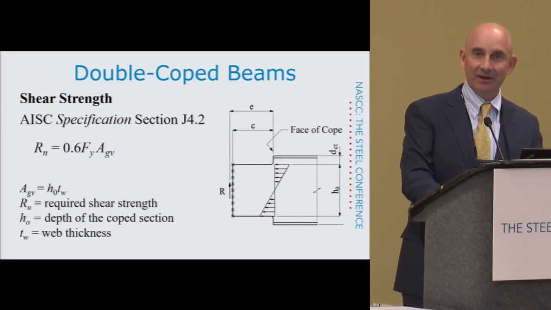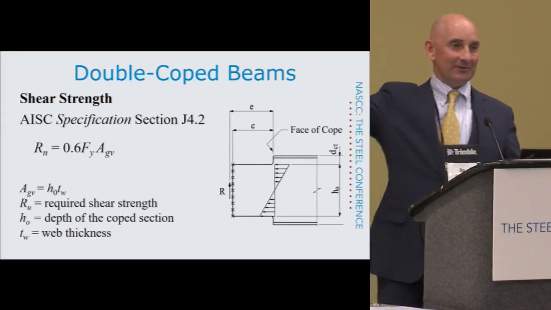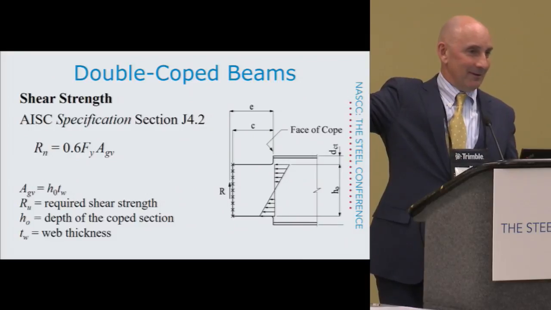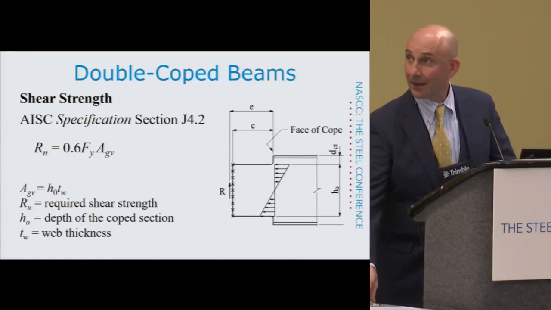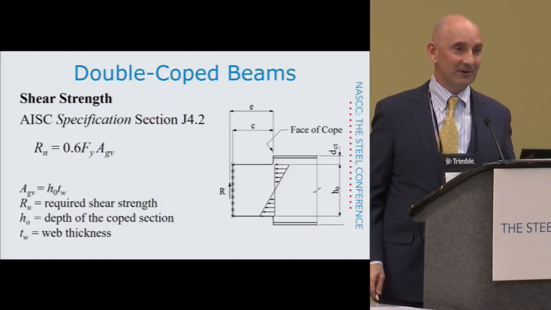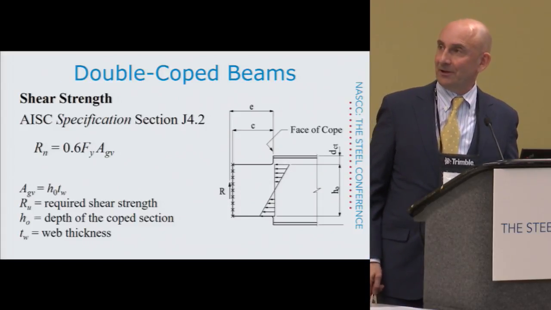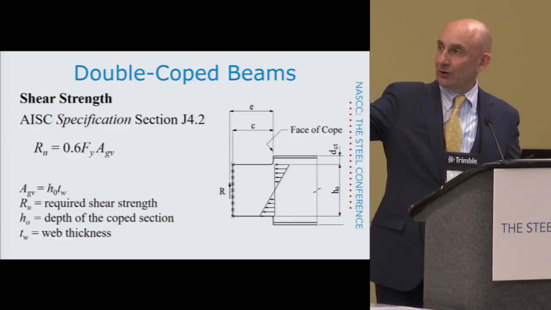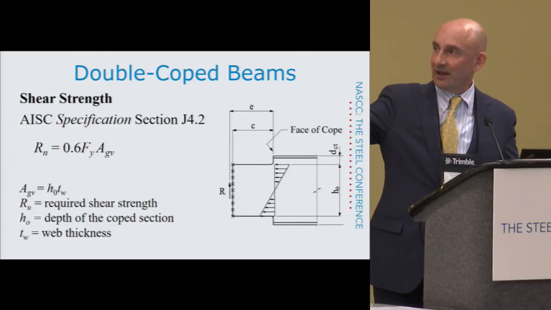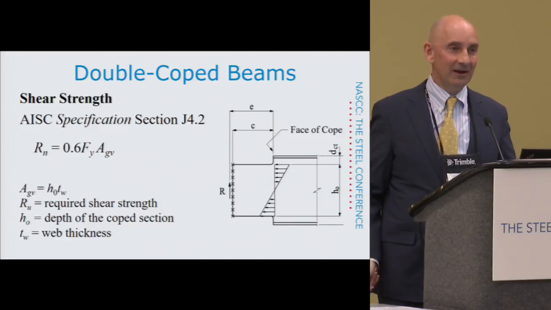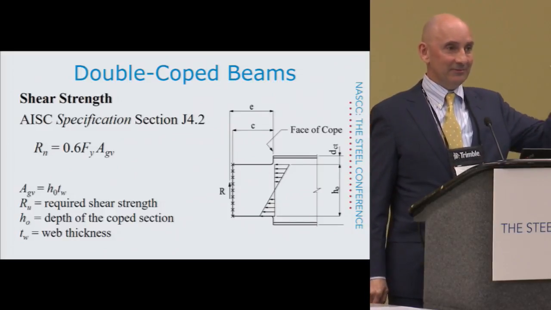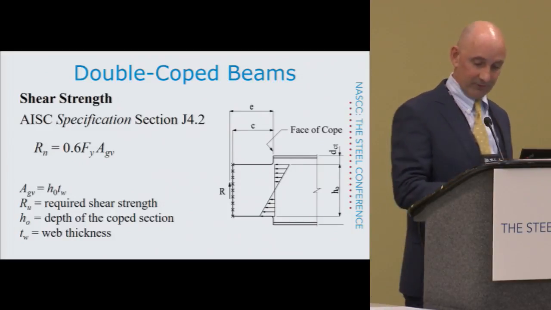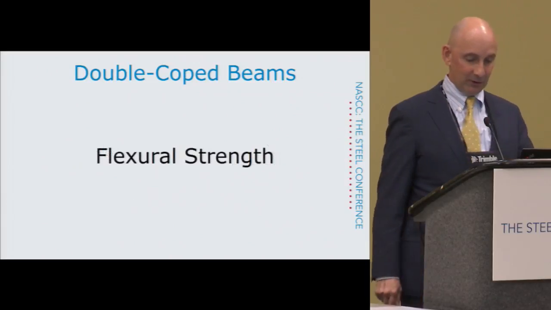For the shear strength, all I did with this slide is copy that slide from the single copes and change the picture to a double cope. It's the same equation, same part of the specification, shear yielding along this plane. The only difference is that H sub O is still the remaining depth, but you have to subtract out the top and the bottom cope from D to get H sub O now.